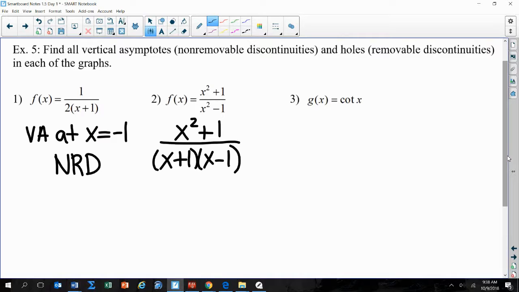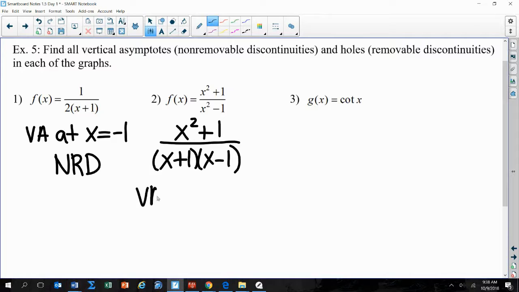Do we have a hole in our graph? Or number 2? Do we have a hole? Okay, so is anything or any factors canceling from the top of the box? No. Okay, so there is no hole. If nothing cancels. I meant to say vertical. Yeah, there's no hole. Okay, so there would be 2 vertical asymptotes.